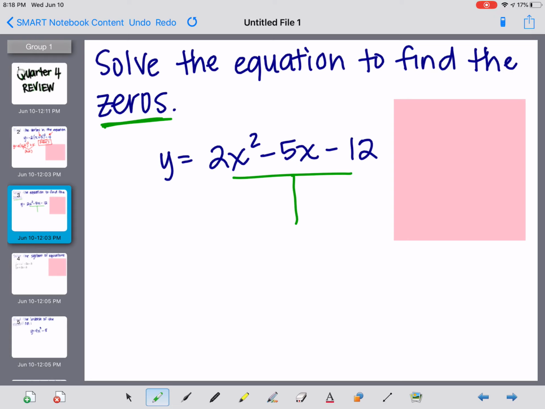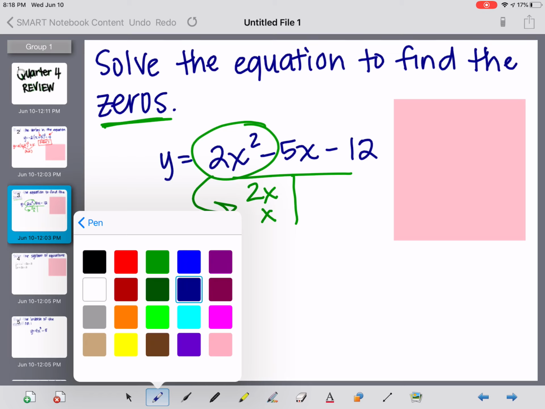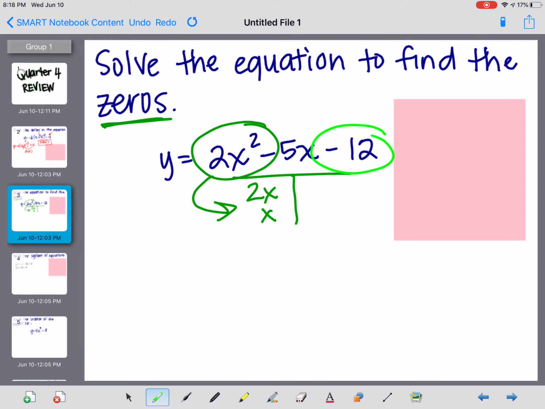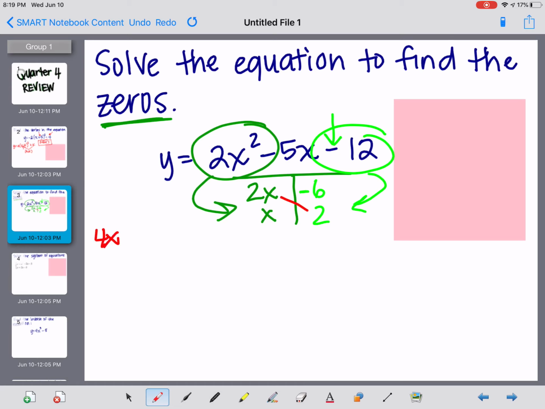So remember, on the left side, we want to put what multiplies to give us 2x squared. So I'm going to say 2x and x. And then on the right side, we're going to play around with what is going to multiply to give me negative 12. Now, that can be a lot of different things. Let's start with 6 and 2. Now, since this is negative, I know one of them has to be negative. So I'm going to pick the negative 6. To check, I'm going to do my diagonals. So that's going to give me 4x. That's going to give me negative 6x, which is not going to get me negative 5. So I know that's wrong.